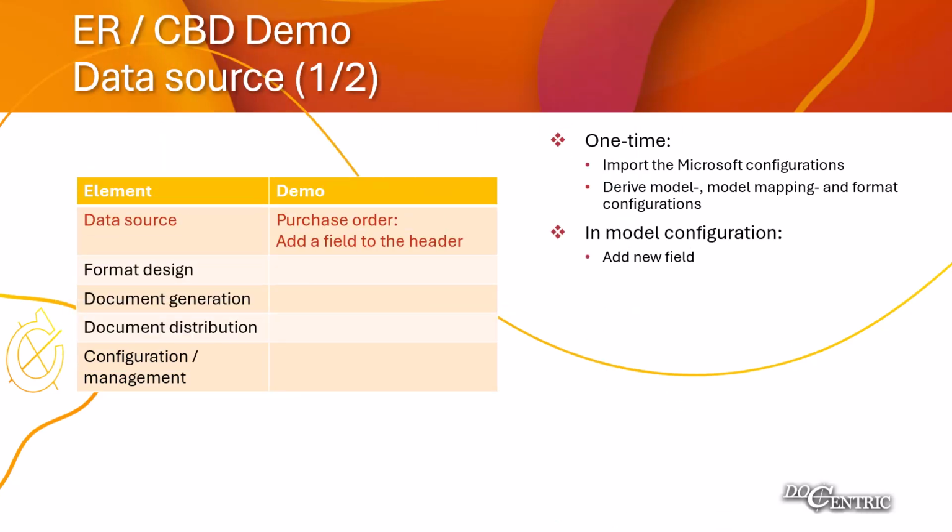Now open your derived model configuration, go to its designer, identify the place where you want this new field to appear.